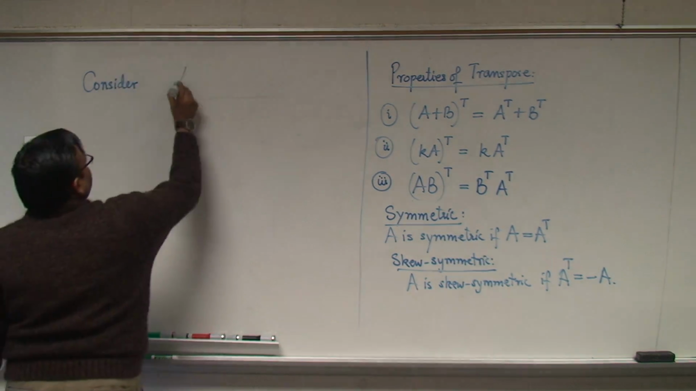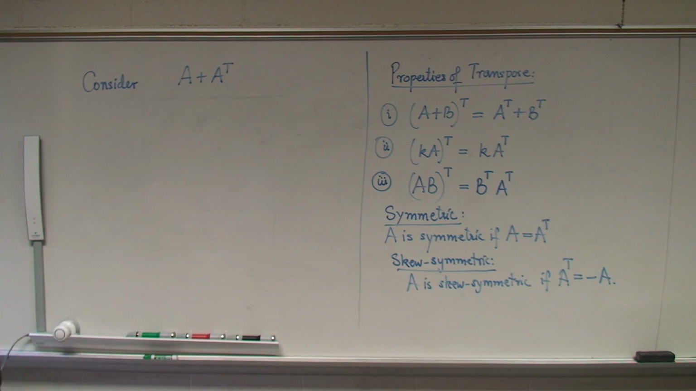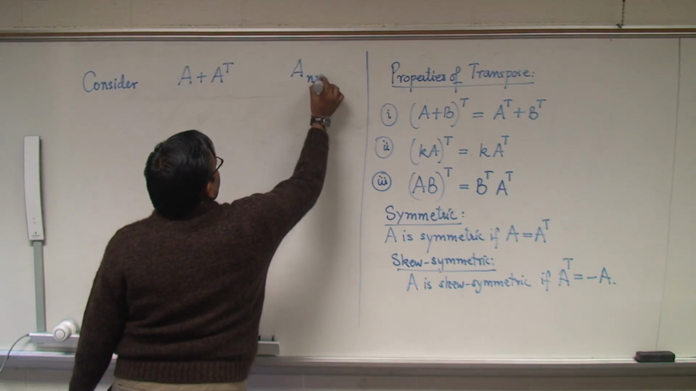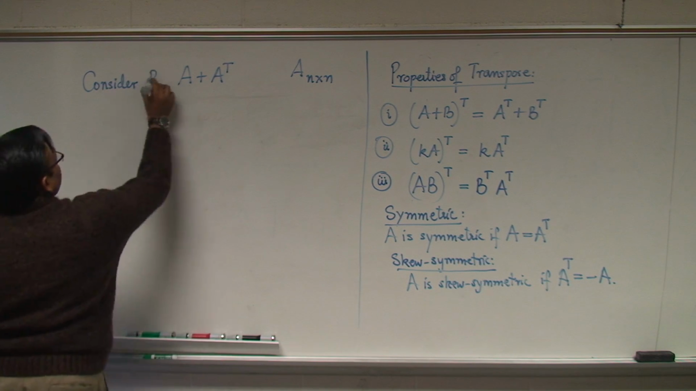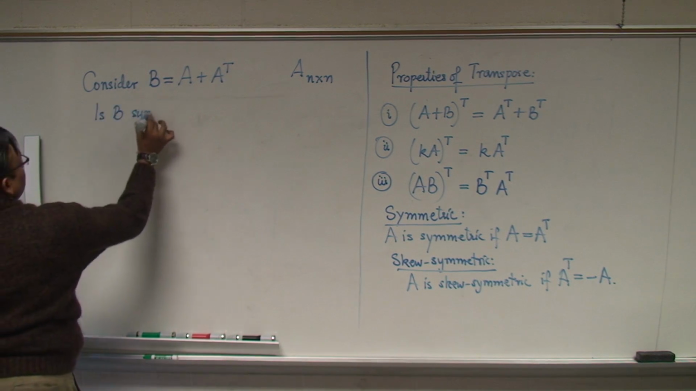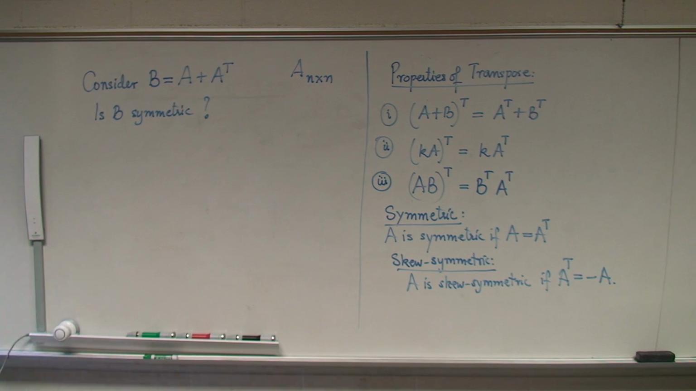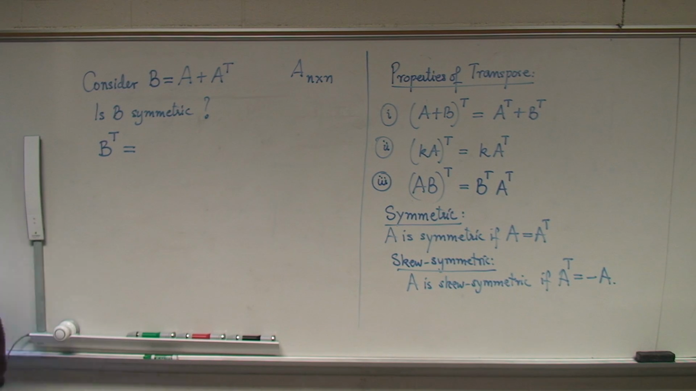Consider this matrix A plus A transpose. Suppose I have a matrix A, which is a square matrix. So A transpose must also be a square matrix of the same size. That means we can talk about A plus A transpose, and we call this matrix B. Is B symmetric? Suppose I want to test whether B will be symmetric or not. To test symmetry, all I need to do is talk about what B transpose is.